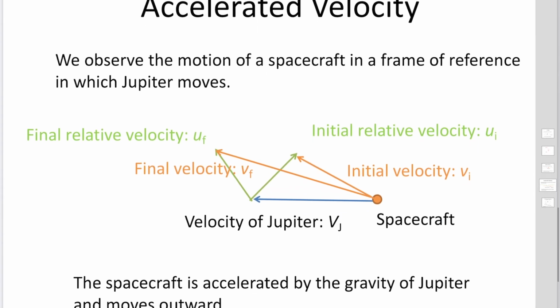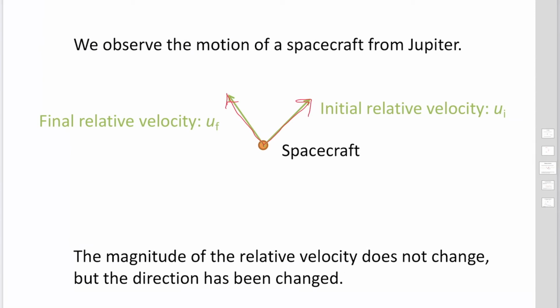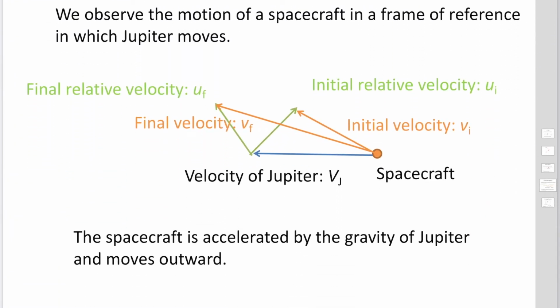Then when you consider the motion of the spacecraft, use the reference frame in which the sun does not move. In this frame, Jupiter is moving with respect to the sun. So in the next frame, the sun does not move. Instead, Jupiter is moving. Relative velocity is expressed as v spacecraft minus Jupiter's velocity. So to find the velocity of the spacecraft in a frame where the sun does not move, we have to add the two velocities: U, the relative velocity with respect to Jupiter, and the velocity of Jupiter.